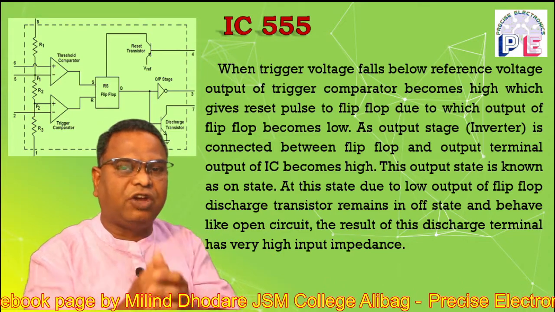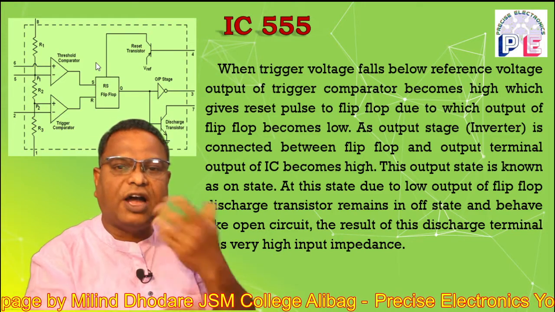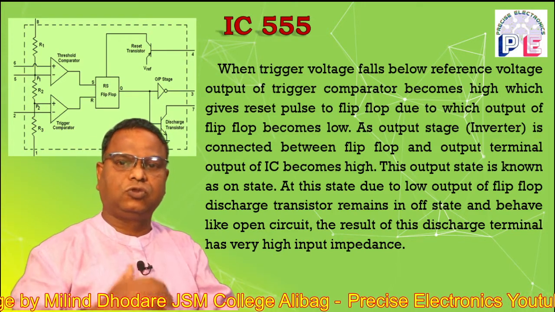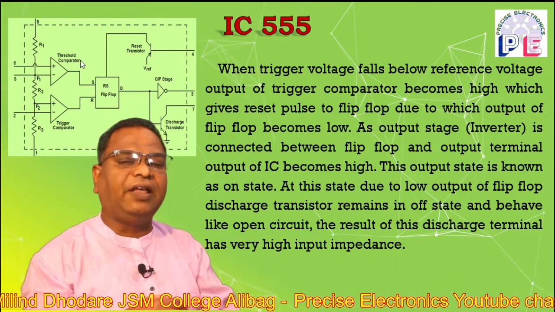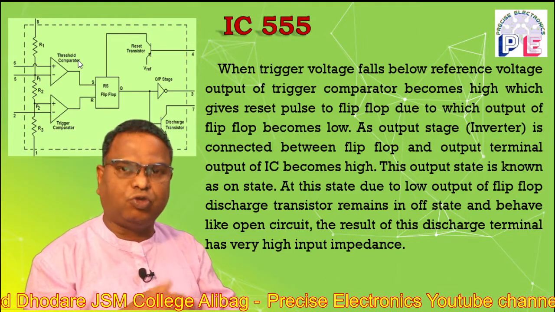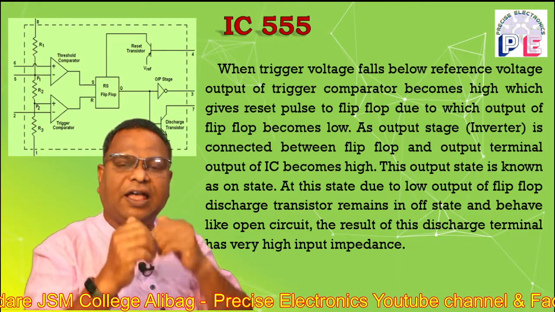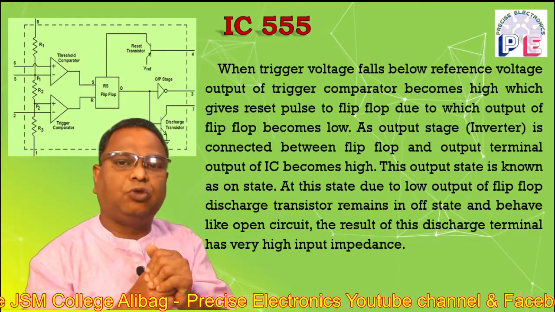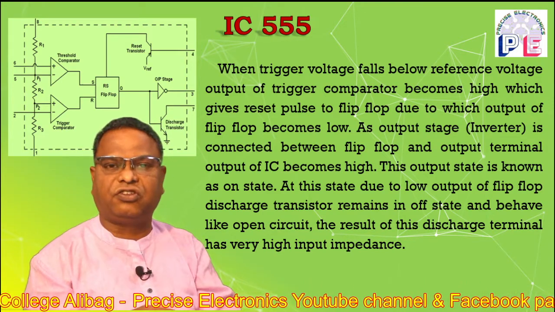Now, how does this circuit work, how does this comparator work, and how does the IC give high output and low output? Friends, suppose a 9V DC supply is applied to the input terminals. We are going to consider the supply potential as 9V. As 9V DC potential is applied to the input terminals, 3V will develop across each resistor.